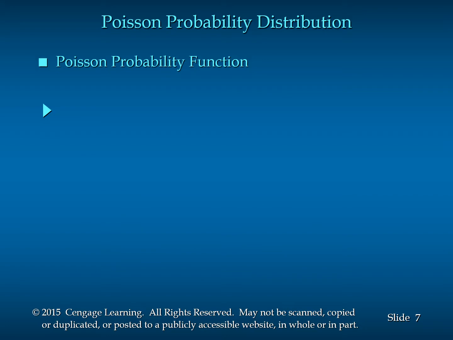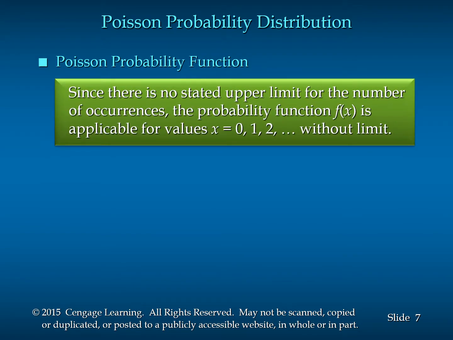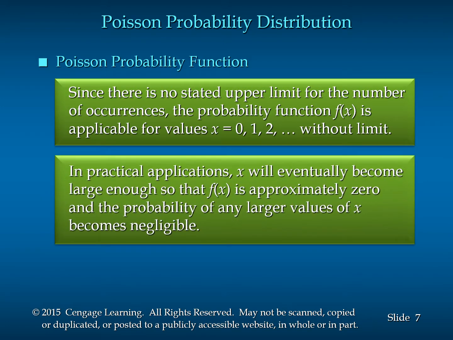Thinking of the toll booth example, there is no upper limit. But practically speaking, if x is so large, the probability will eventually approach zero.